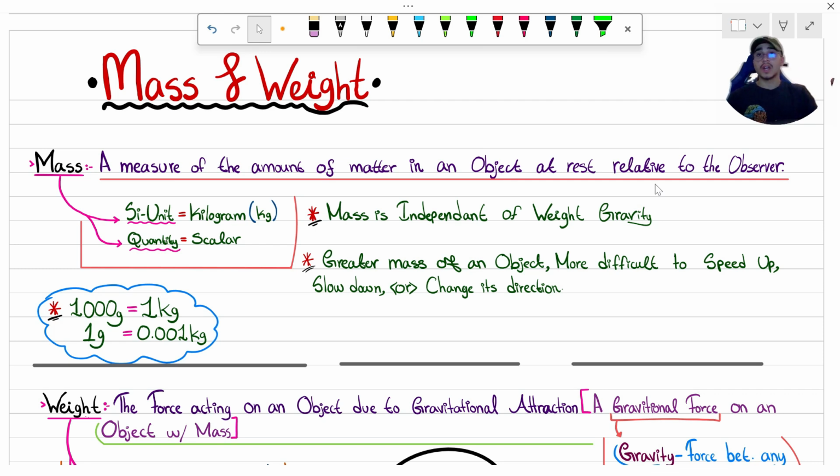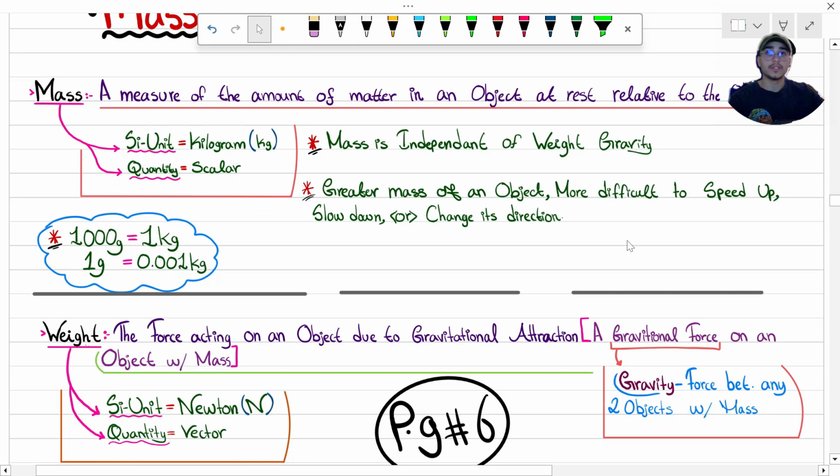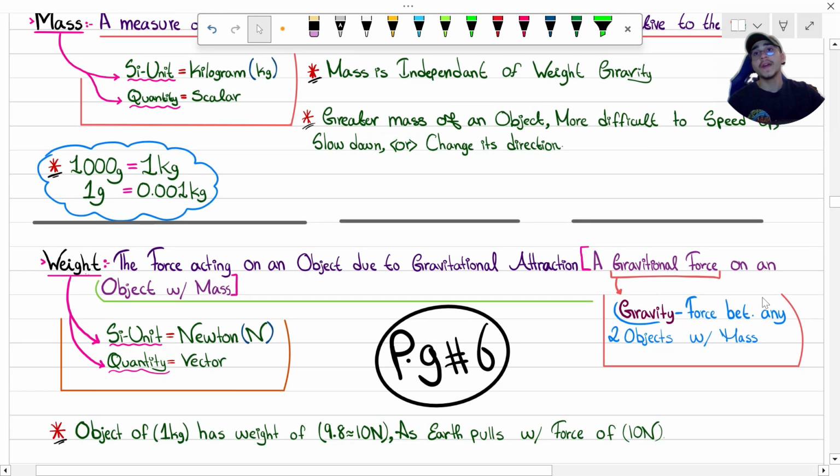Mass is measured in kilograms, and it's a scalar quantity. Mass is independent of weight or gravity. Weight is also known as gravity or the gravitational force. The greater the mass, the harder it is to speed up, slow down, or move an object. Weight, on the other hand, is measured in newtons and is a vector quantity.